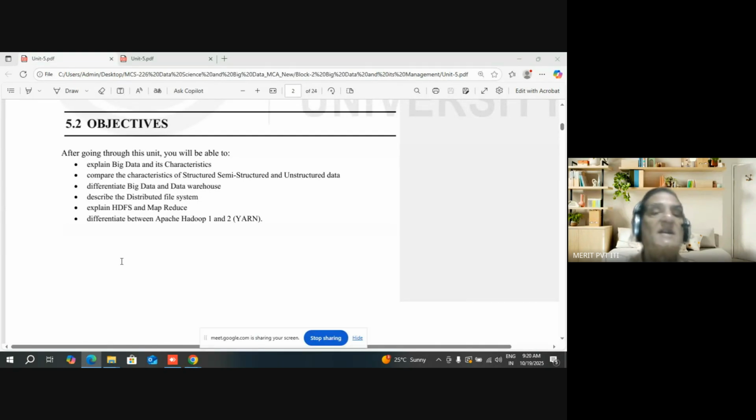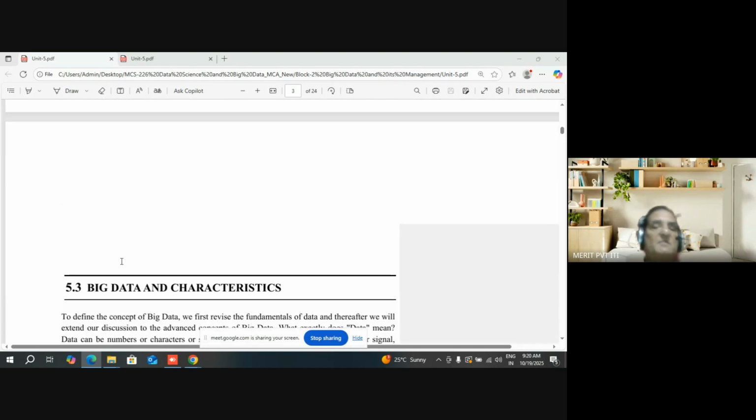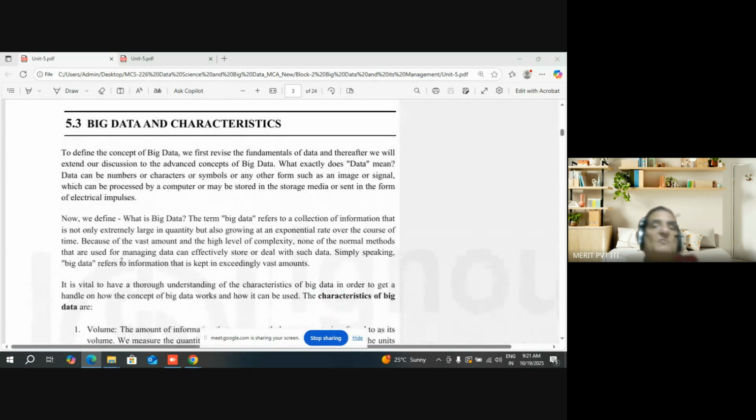Explain big data and its characteristics, compare the characteristics of structured, semi-structured, and unstructured data, differentiate big data and data warehouse, describe the distributed file system, explain HDFS and MapReduce, differentiate between Hadoop 1 and 2, YARN and all that. So that's the type of thing which are there. So now, big data and its characteristics.